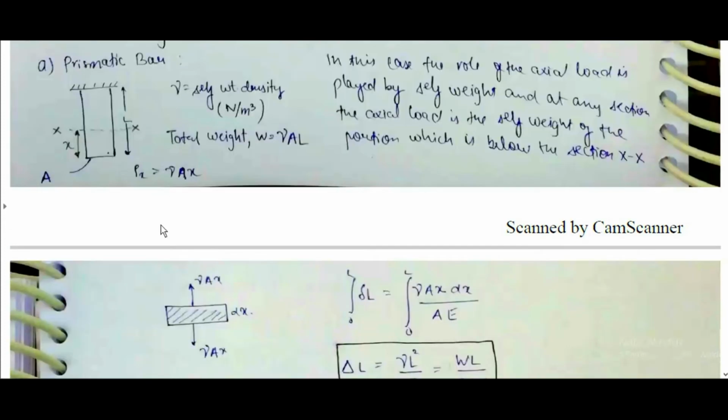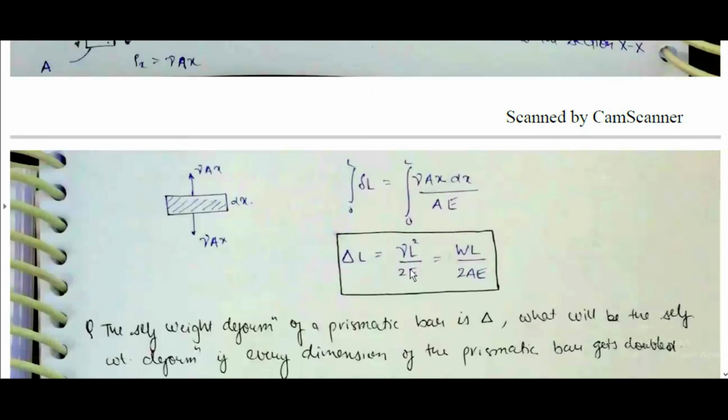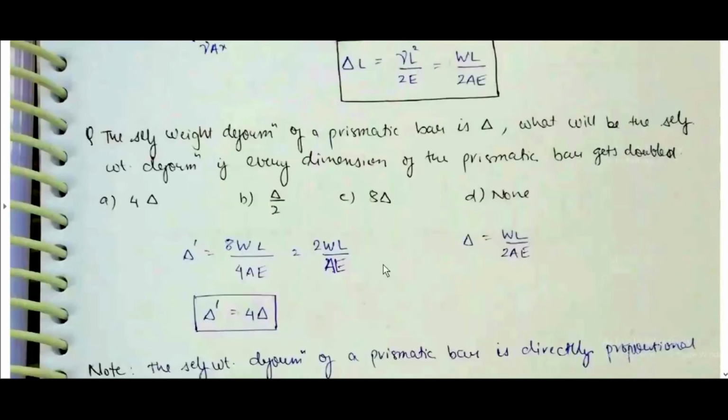Delta L is equal to integral 0 to L of gamma AX dx by AE. Here gamma AX is the force that is acting, dx is the length of the strip we are considering, A is the normal area. Delta L is equal to gamma L square by 2E, which is equal to WL by 2AE. The self weight deformation of a prismatic bar is delta.